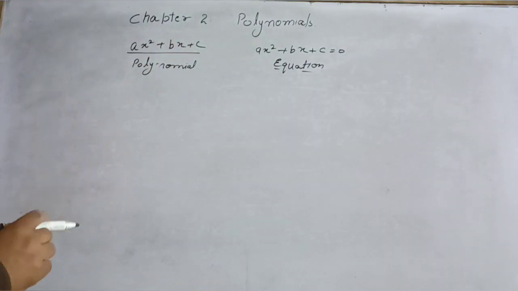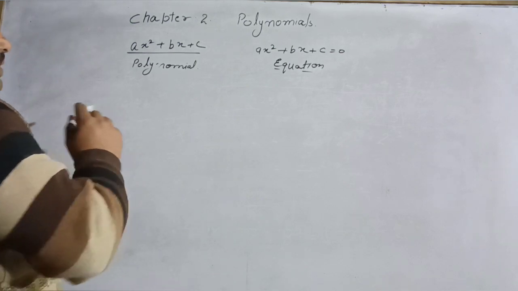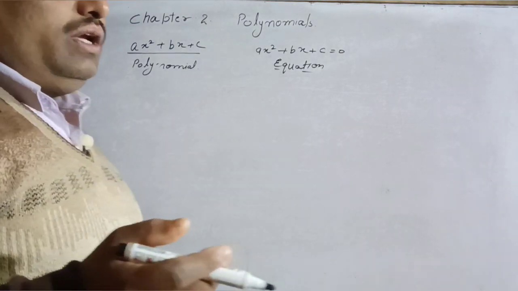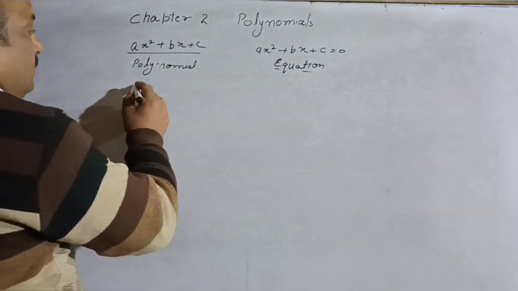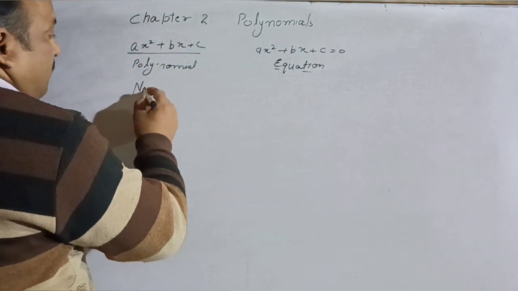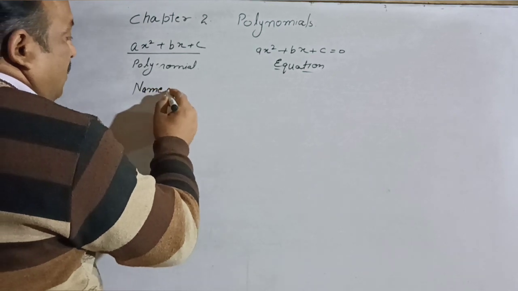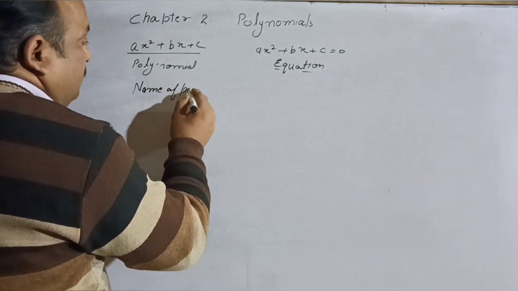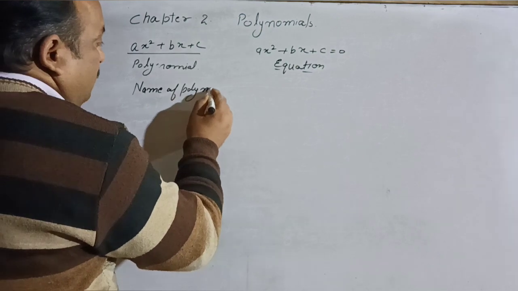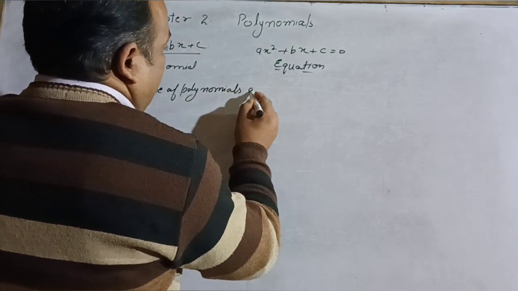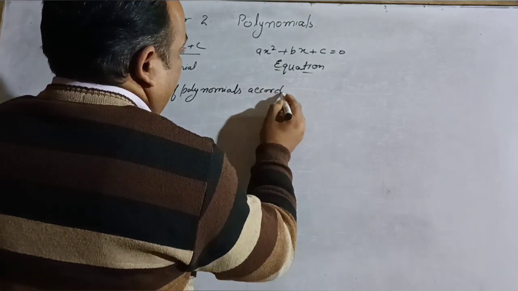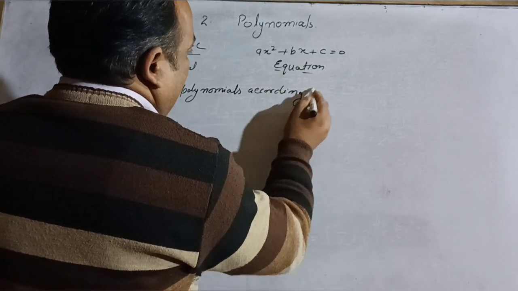First, types of polynomials. How many types of polynomial? The name of the polynomial according to degree and the name of the polynomial according to term. Name of polynomials according to degree.